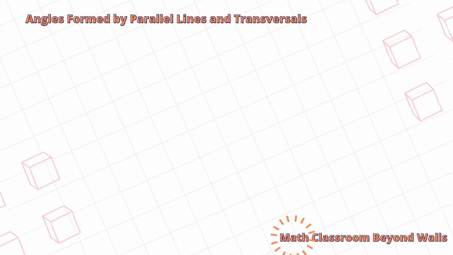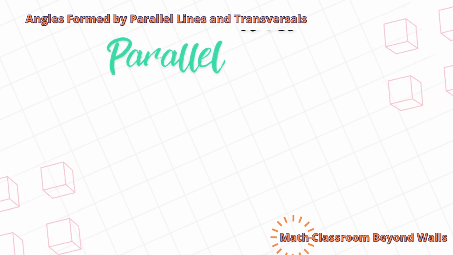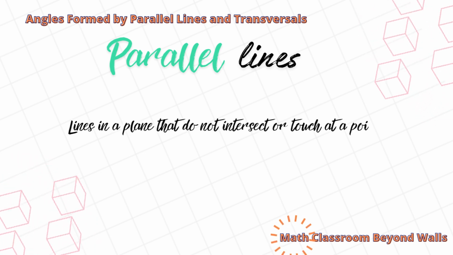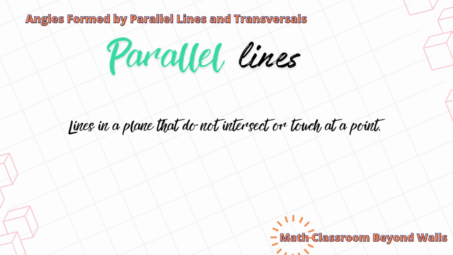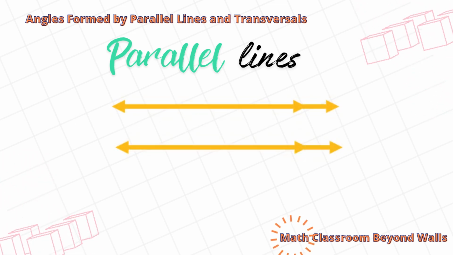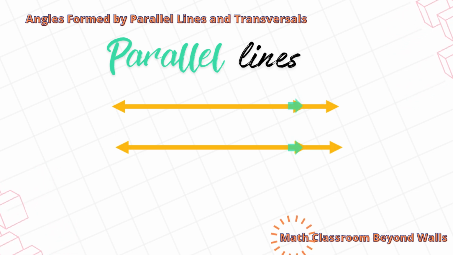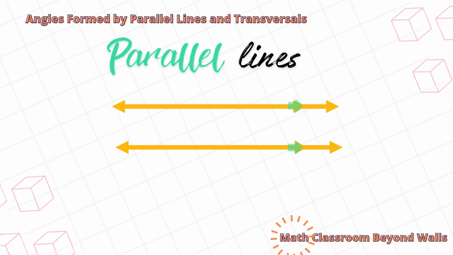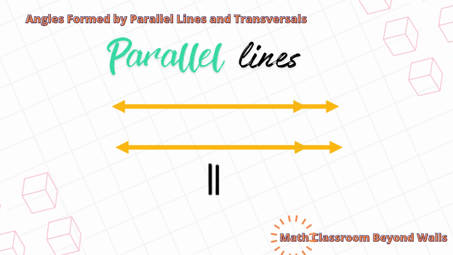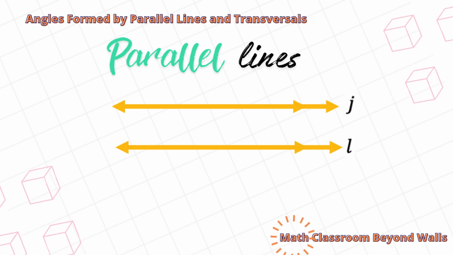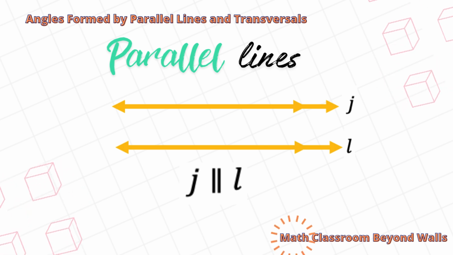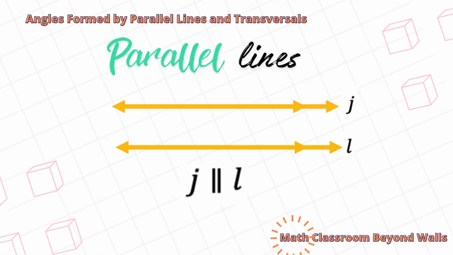In a previous episode, we defined parallel lines as lines in a plane that do not intersect or touch at a point. They are represented this way, with the little arrow somewhere within the line. The mathematical symbol for parallel lines is this. For these parallel lines, we can write this expression. This is read as line J is parallel to line L.